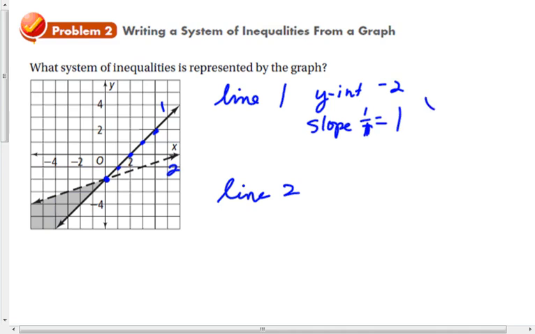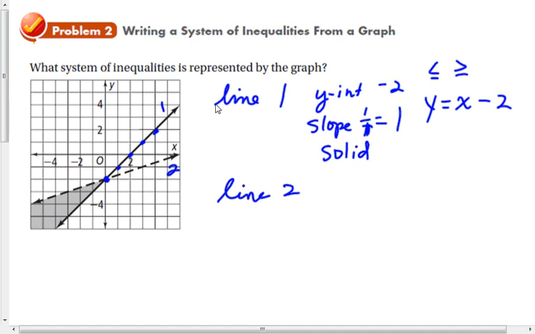And so my equation in slope-intercept form of my boundary line would be y equals 1x minus 2. But for the part that's shaded on that line, it's a solid line, so we're either going to use less than or equal to or greater than or equal to here.